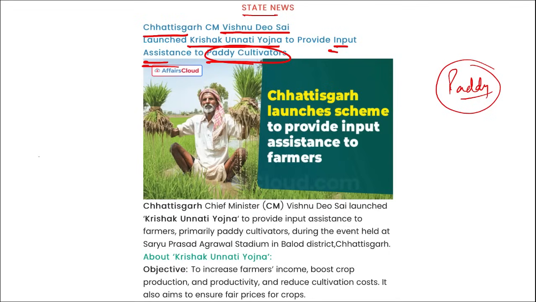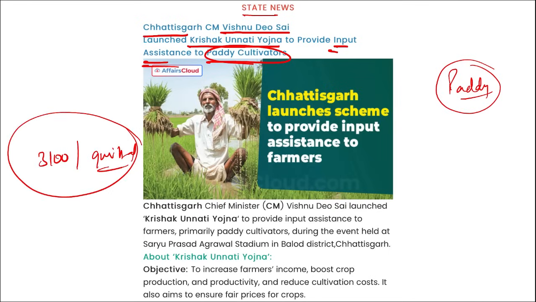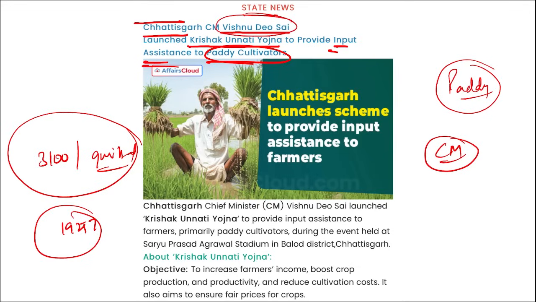Correct? Then remember, the input assistance will be provided based on the paddy purchased from the farmers, and under this scheme, the paddy of all the farmers of Chhattisgarh will be purchased at a rate of 3100 rupees per quintal. Then under the scheme, farmers will be provided input assistance at a rate of 19,257 rupees per acre on the basis of paddy purchased from them. Right? Then if we talk about the Chief Minister, who is the Chief Minister of Chhattisgarh? As we saw, Vishnu Deo Sai, right? And here only we have seen this Krishak Unnati Yojana. So remember this, and 3100 rupees per quintal and 19,257 rupees per acre for the cultivation of paddy will be provided by the government to the paddy cultivator.